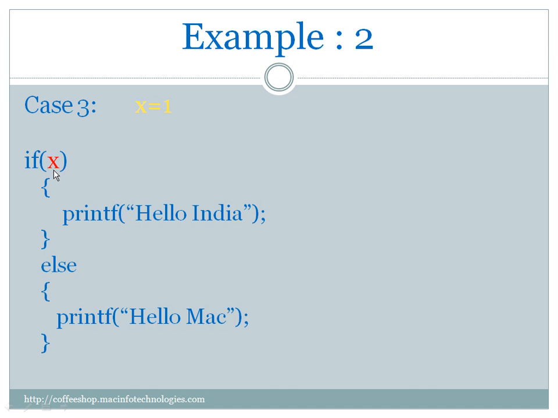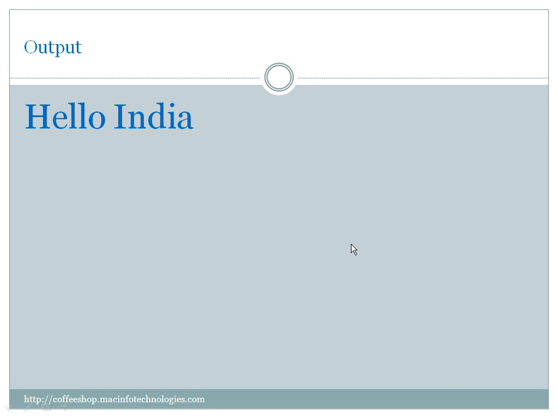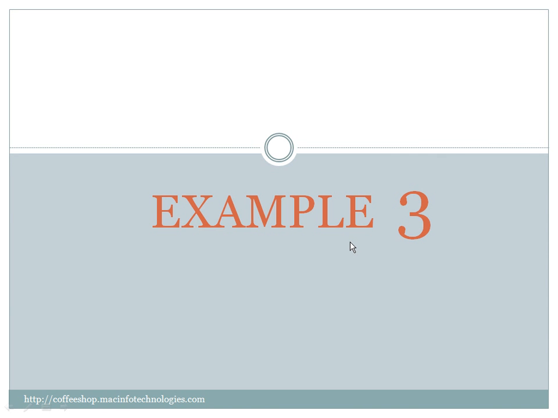We have x is equal to 1 now. So now x is a non-zero value. This time it evaluates to true and we get output as hello India. The if block executes and the else block is skipped. So we get hello India as output.